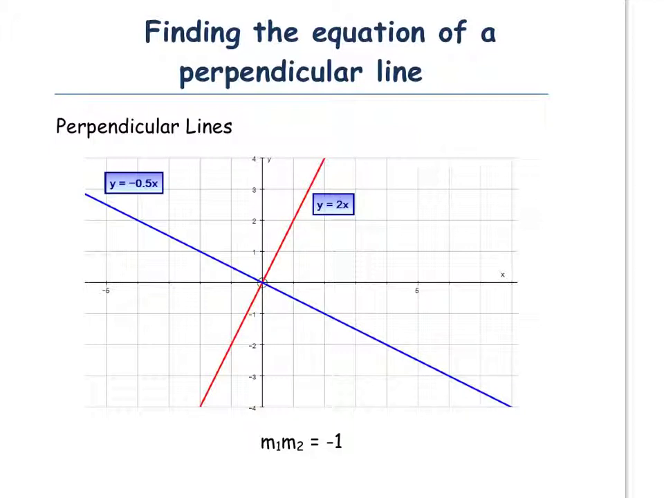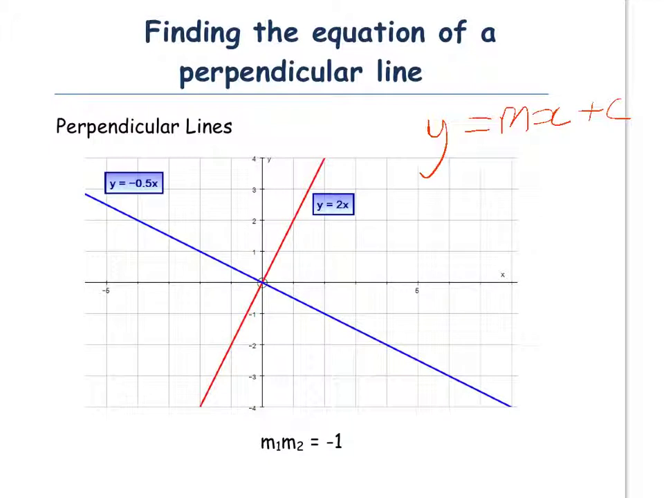Now, there's something really special about these two gradients. Remember, the gradient for the red line is 2 because it's the value in front of the x, and for the blue line it is minus 0.5, because it comes from y equals mx plus c, where the m always represents the gradient. What's special about these two gradients is that if you multiply them together, 2 times minus 0.5, they equal minus 1. And that is standard for any pair of perpendicular lines. If you multiply the two gradients together, they always equal minus 1.